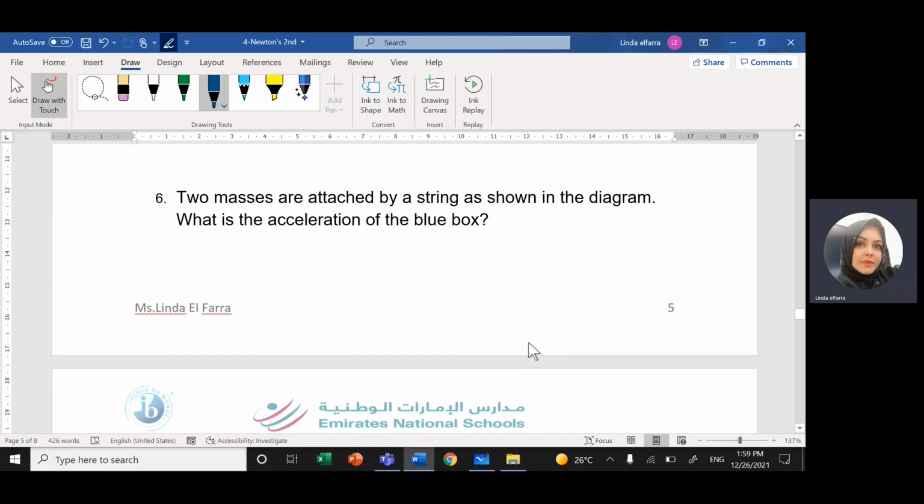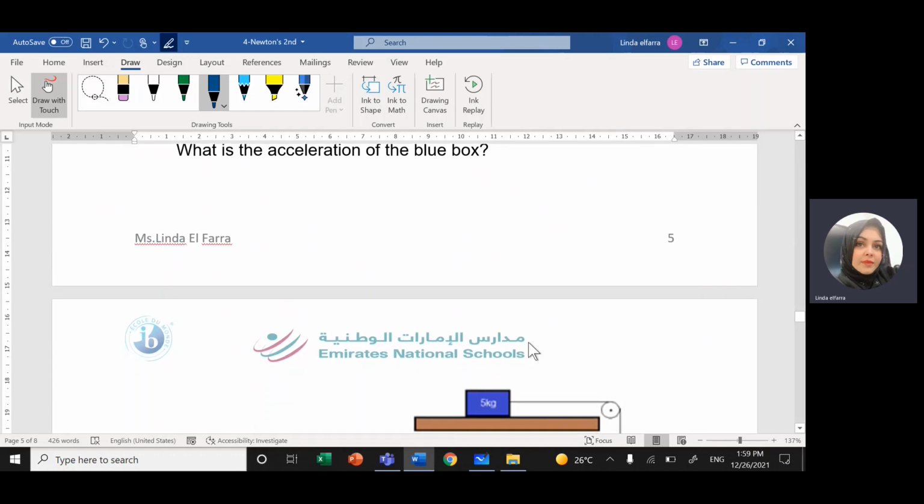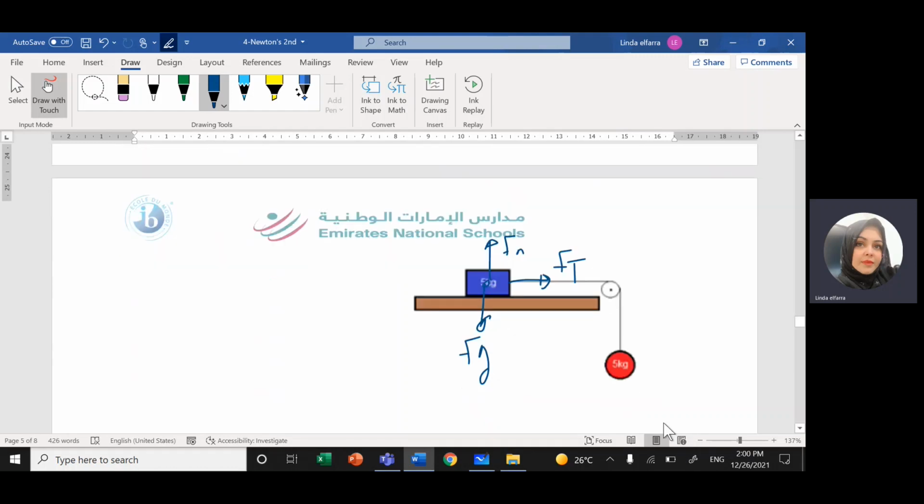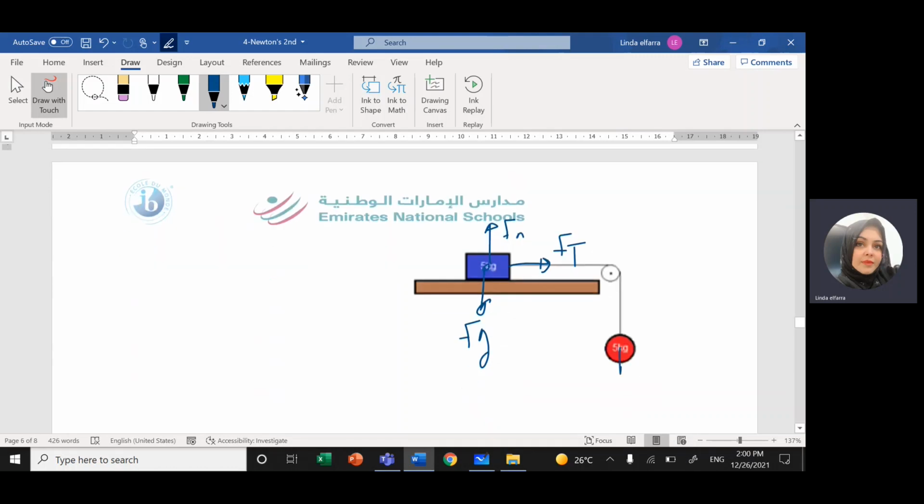Question number 6. I have two masses attached by a string as shown in the diagram. What is the acceleration of the blue box? I have to draw a free body diagram for each object. So here I have gravity down, or the weight, and a normal force because it touches the surface. Here I have the tension force. For the red ball, I have Fg down, and I have the tension force up. This will be the direction of motion.